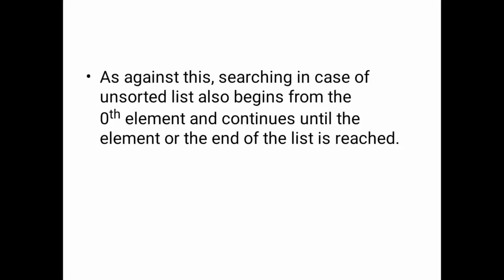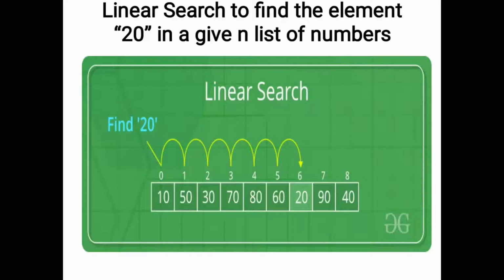The second point in linear search is that for an unsorted list, we begin with the 0th index and continue until the end of the list is reached. If you pass an unsorted array in the searching procedure, this is the point that applies. In the case of an unsorted list also, begin from the 0th index and continue until the end of the list is reached.